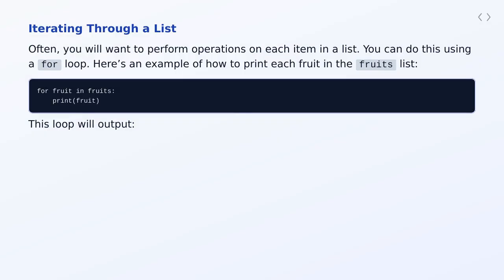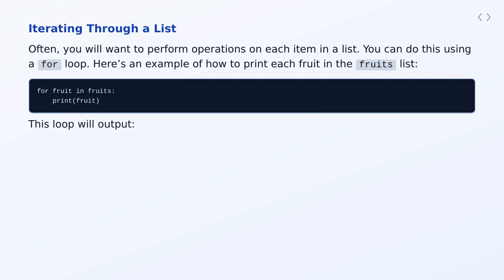This section covers iterating through a list. Often, you will want to perform operations on each item in a list. You can do this using a for loop. Here's an example of how to print each fruit in the fruits list. The samples on screen walk through this step. Take a moment to read through them.